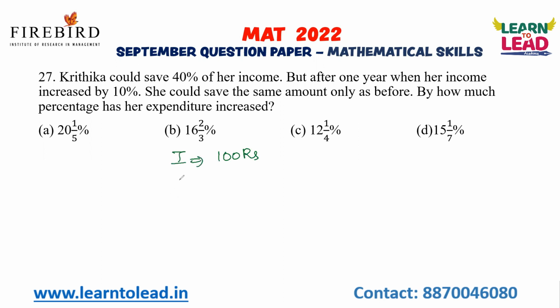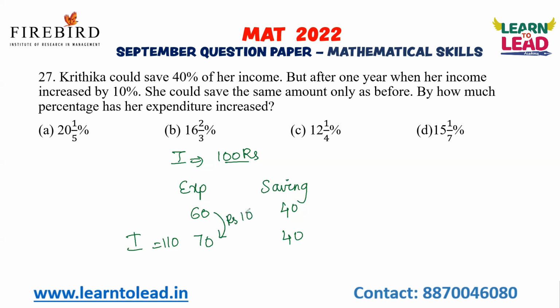Okay, and 40 percentage she saves, right? And if I calculate expenditure and savings, so what is 40 percentage of 100? It is nothing but 40. And then here her expenditure during that time is 60, right? Now what happens after 1 year? Her income increased by 10%. Now her income is 110 rupees, but her savings remain the same, 40. Now her expenditure is what? 70, right? Now your expenditure has increased by 10 rupees.